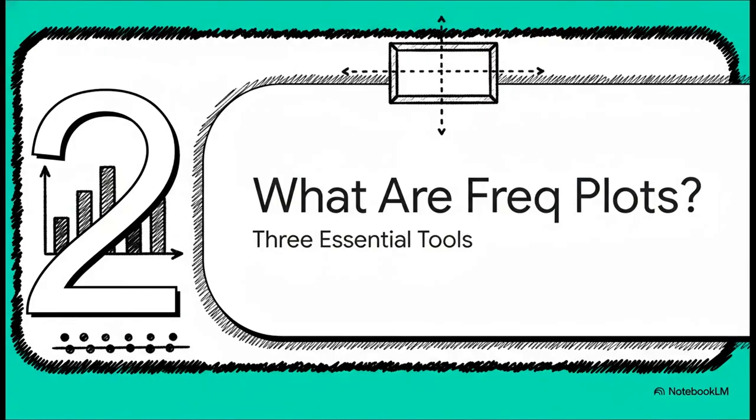All right, let's get to the core of it. We're going to break down frequency plots into 3 essential and mutually exclusive tools. Just think of them as 3 different lenses you can use to look at your data: the histogram, the dot plot, and the box plot.